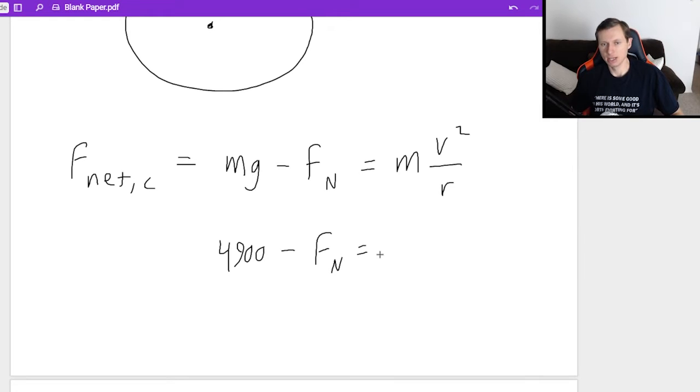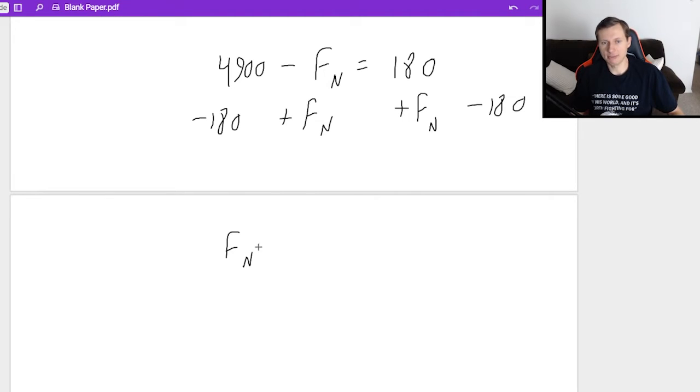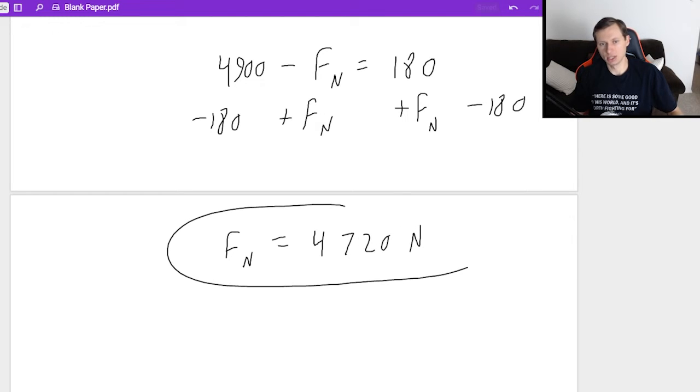Minus Fn. The right side is still 180. You can plug that in a calculator. The numbers didn't change. But now if I want to solve for Fn, I would add Fn to both sides, and I would subtract 180 from both sides, and I would get the normal force Fn equals 4,900 minus 180. That's 4,720 newtons. In other words, you feel slightly lighter than normal when you're at the top because you're subtracting the 180.